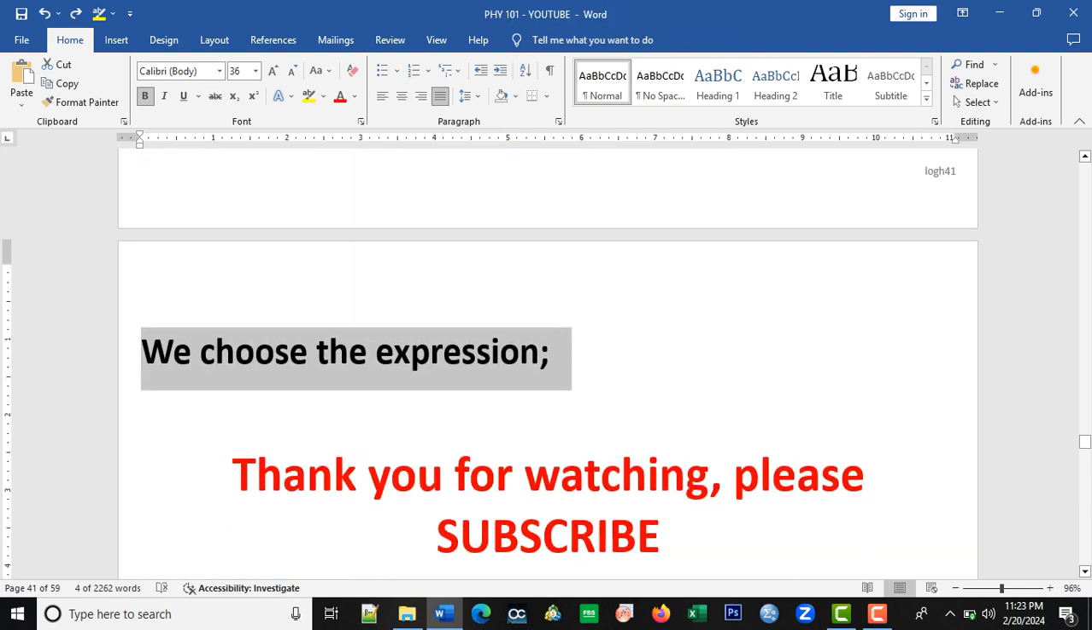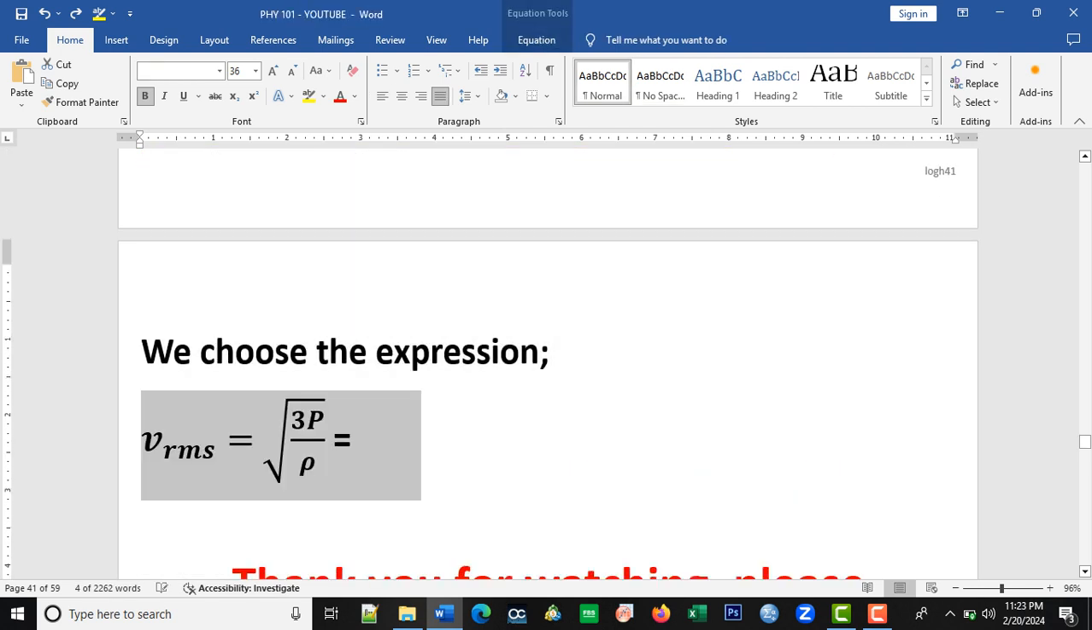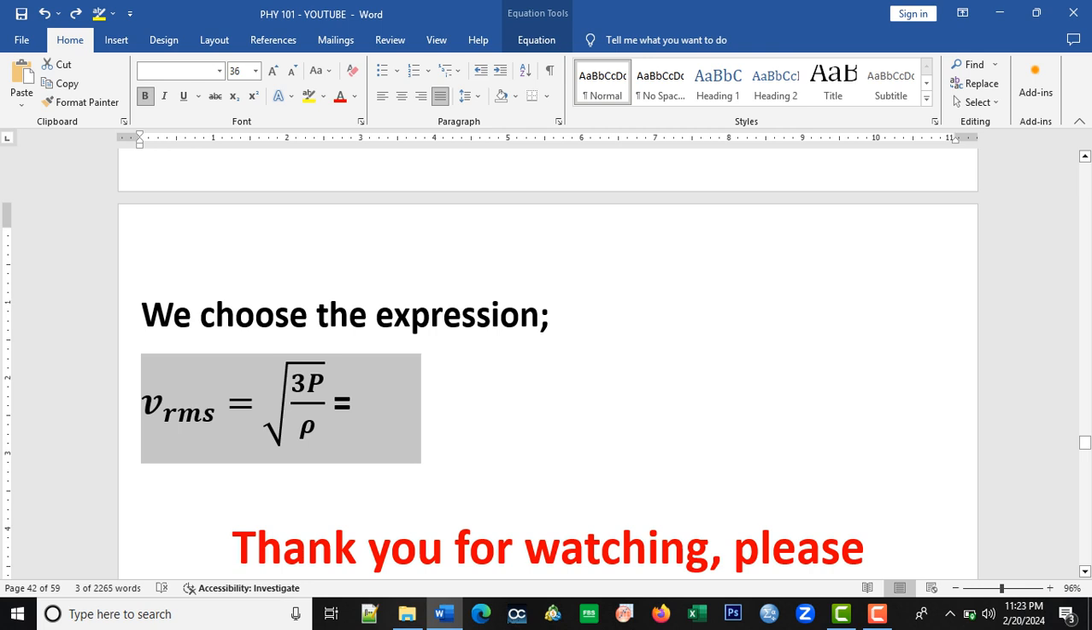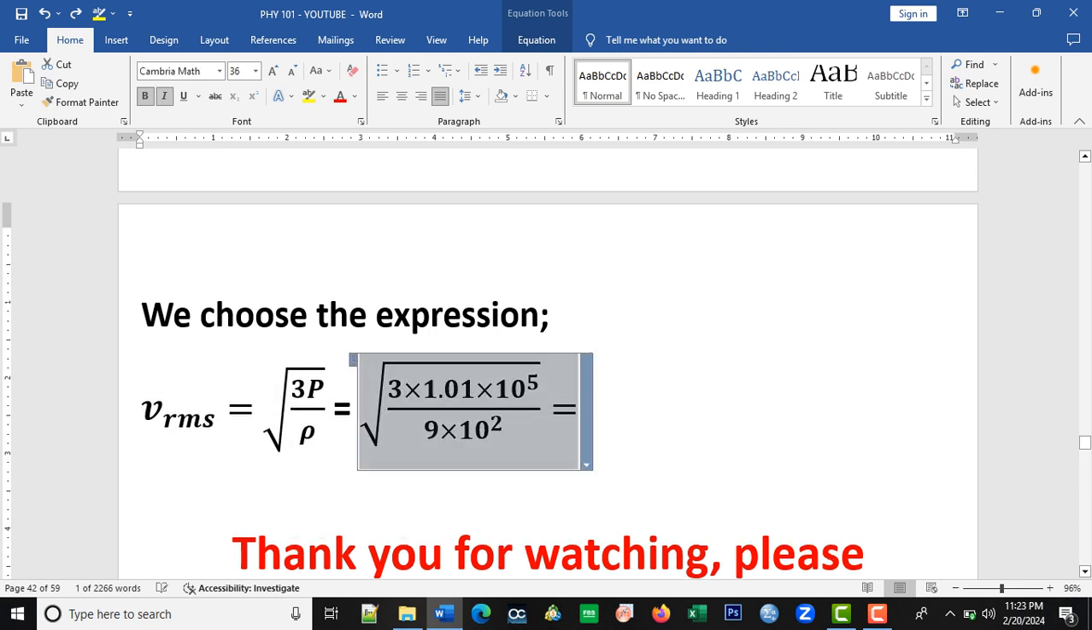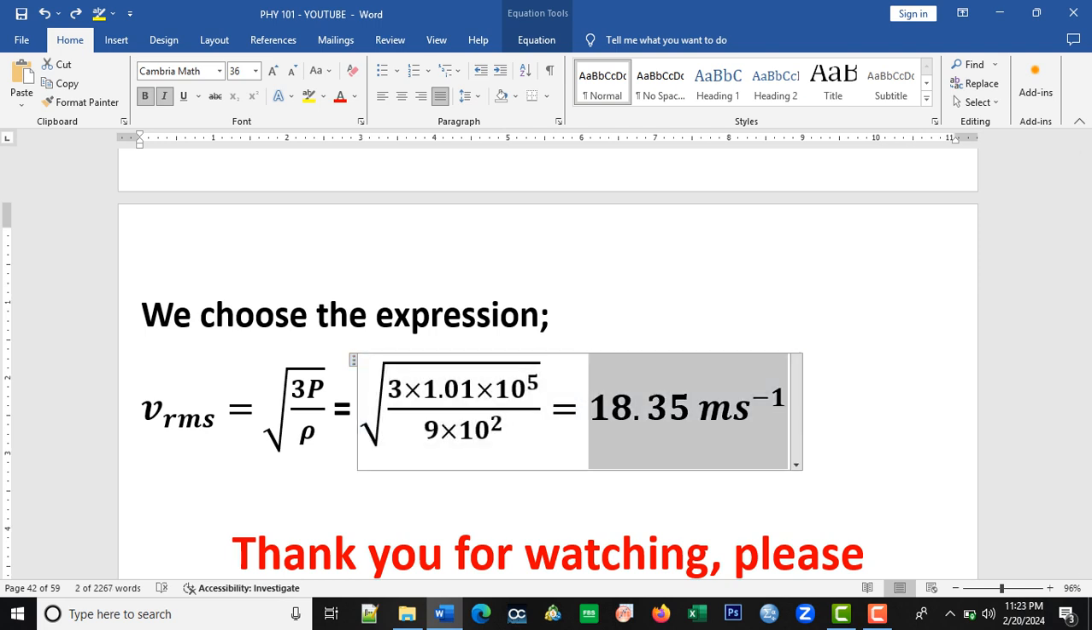So we choose an expression. We decide to go with this one, root 3p over rho. We know the value of pressure, we know the value of density. When we substitute accordingly and then simplify the expression, we will have 18.35 meters per second.